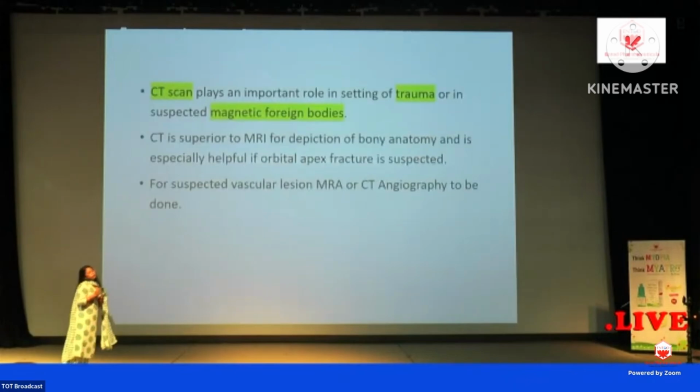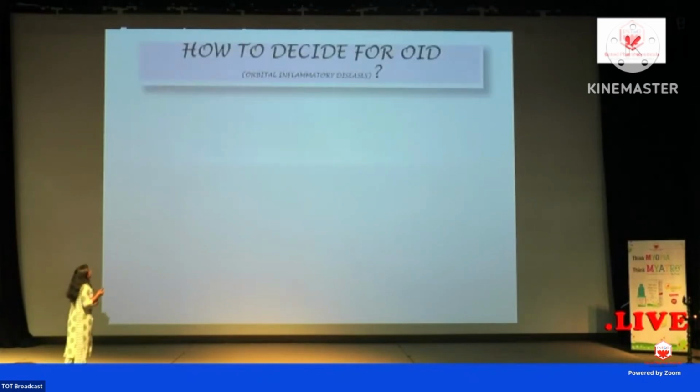So always we should remember in radiological diagnosis, CT scan plays an important role in trauma and suspected magnetic foreign bodies. And for suspected vascular lesion, we should go for MRA and CT angiography.